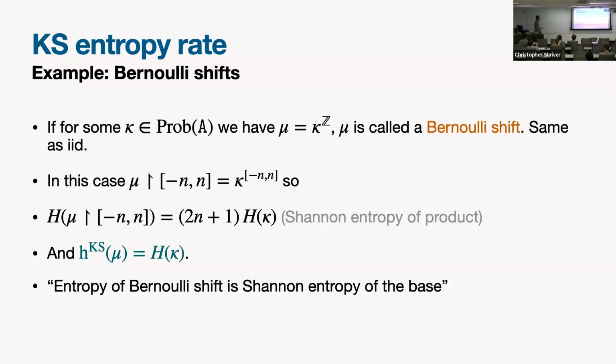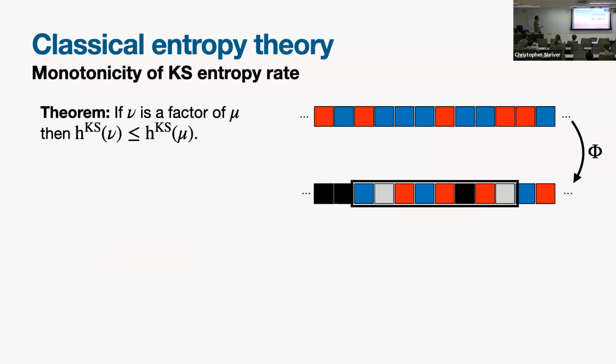Okay, so the entropy of a Bernoulli shift is the Shannon entropy of the base. Write it on the board 100 times. Okay, so here's another nice property of this KS entropy rate, the Kolmogorov-Sinai entropy rate, just on a Z system. Meg, go ahead and say that you should not get too attached to this one, but it's good to introduce just as an introductory talk kind of thing.